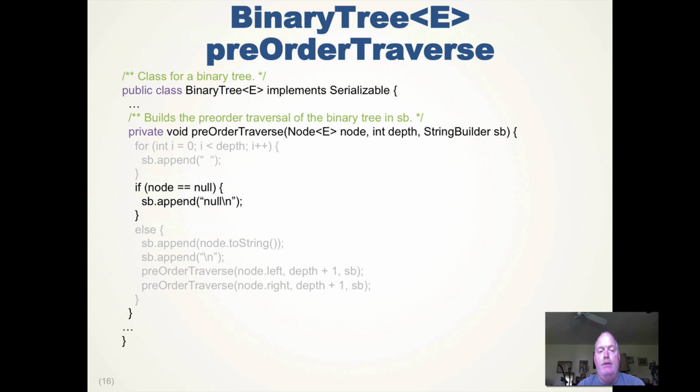If it's null, we print out the word null. Else, this is the recursive step. So that node is null is the base case. So now we're going to do a preorder traversal.